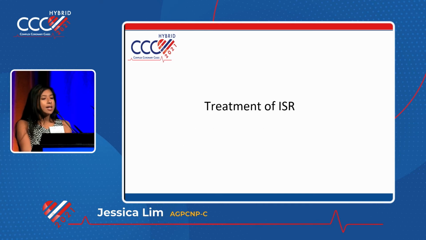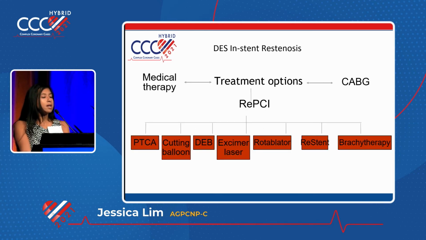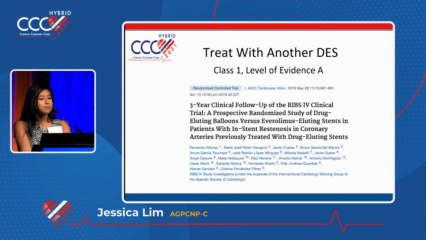So some treatments of ISR. Here is a little table. On the left, we have medical therapy. On the right, we have CABG, but in the cath lab, we focus on balloons, laser, rotoblator, stenting again, and IV brachytherapy. So class 1 level of evidence A, it's treat with another DES. And a lot of the trials that I did were in accordance to the RIBS trial.